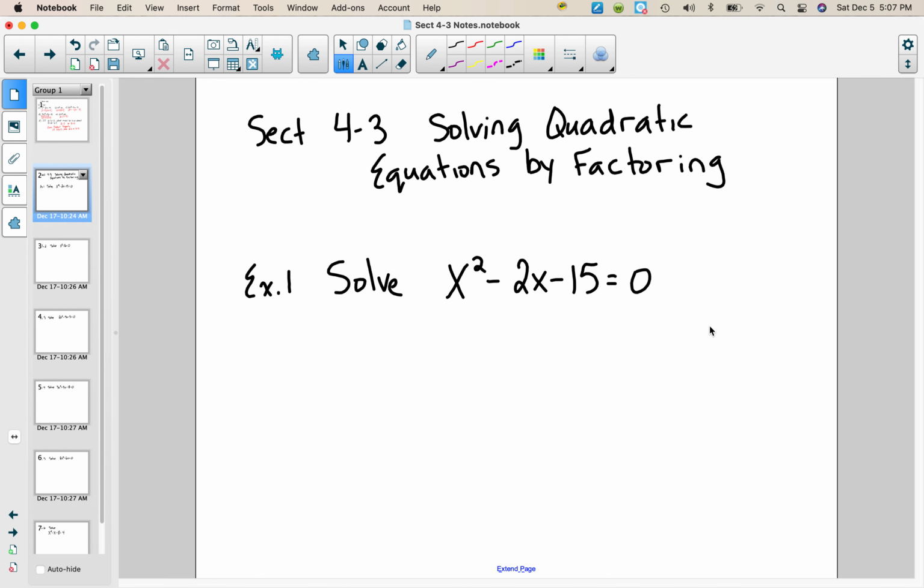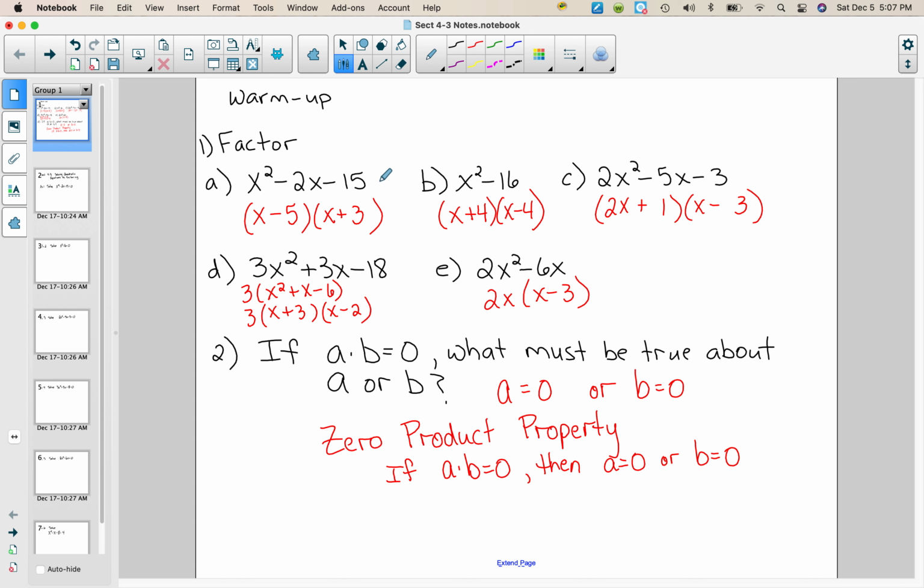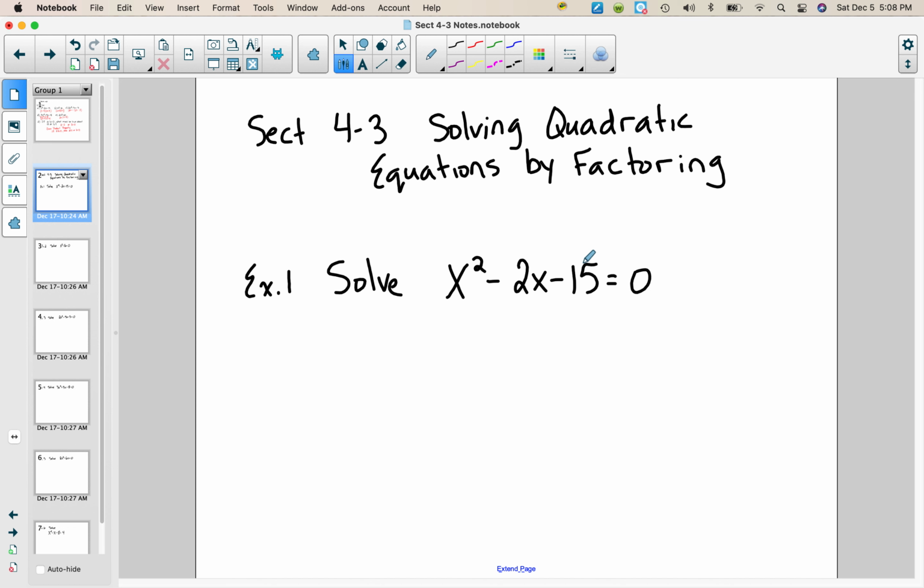So our lesson today is solving quadratic equations by factoring. So we've already talked about how we're going to factor this. Now notice this has an equal sign and it's equal to 0, so that makes this an equation that we can solve. On the warm-up, there was no equal sign. There was no 0. This was not an equation. This was an expression. You can't solve an expression. We could factor it, but we couldn't solve it. Now we can solve it. But we start by factoring.